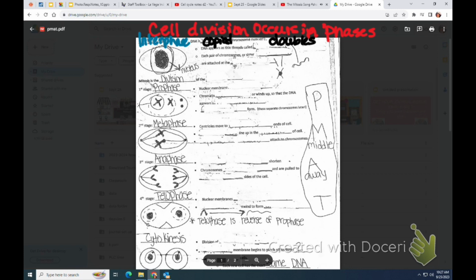All right. DNA appears as thin threads called, and there's a blank there. I'm going to write it over here. That is chromatin. DNA appears in thin threads called chromatin. And if you want, you can kind of draw that. Each pair of chromosomes or sister, so this blank here, that is chromatids.